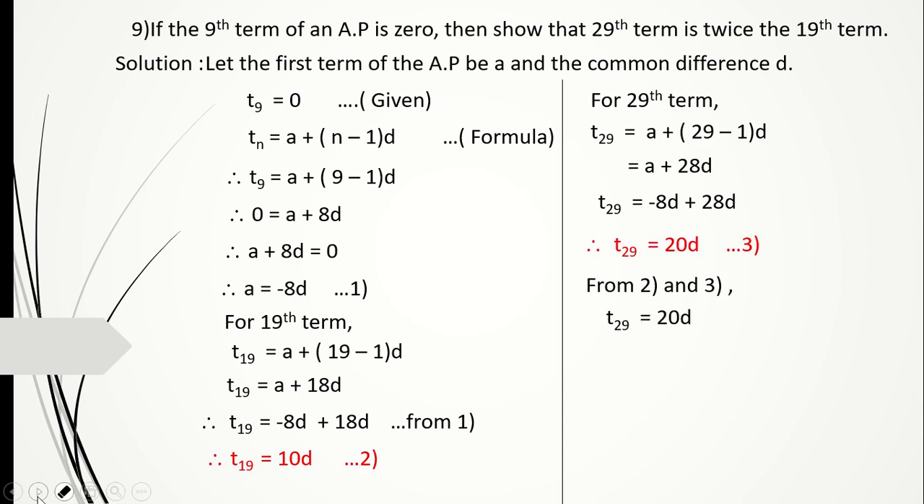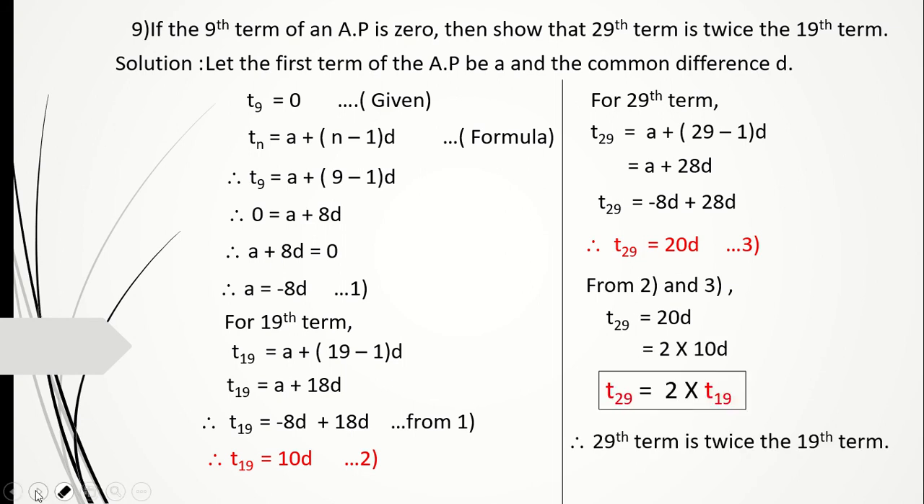So from 2 and 3 you can easily see that this is double, no? This is 20D and this is 10D. So this is twice. Therefore the 29th term is twice the 19th term.